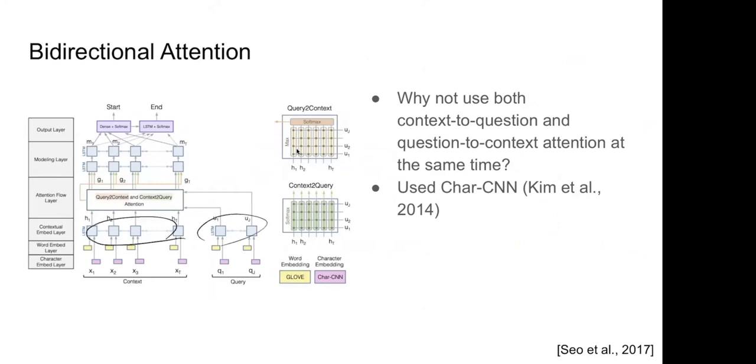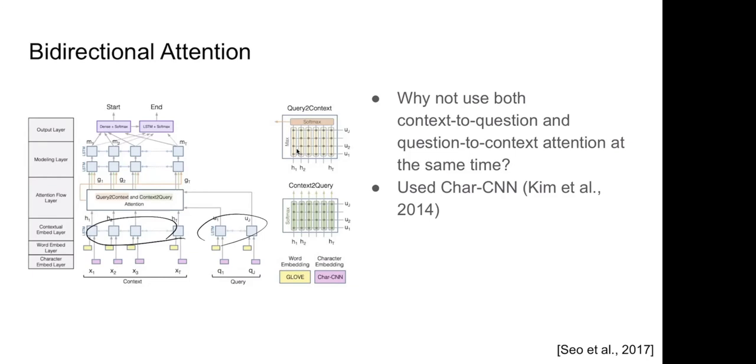LSTM on the question and context side. One thing that we added was the character embedding layer, so it's trying to also use character-level information. But the core part was: why don't we do both? Can we just compute attention on both directions and use that for the output?